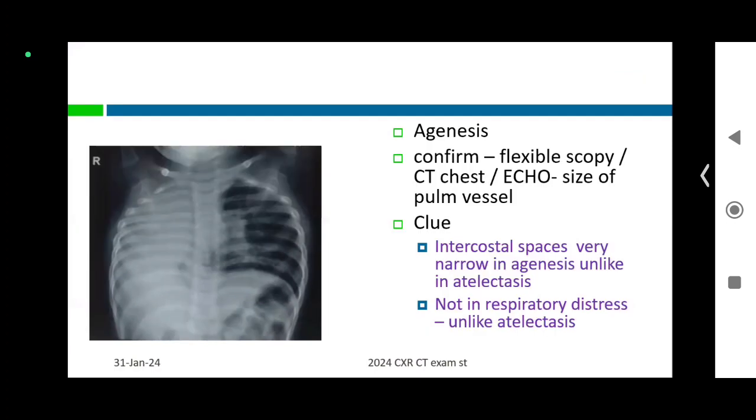You do a flexible scopy. If you don't have a flexible scopy, by just doing a CT, you can make out. If you don't want the child to undergo radiation, if you have an echo, you can do an echo. Look at the pulmonary vessel size. If the pulmonary vessels are not visualized, there is no lung on that side. Very simple.